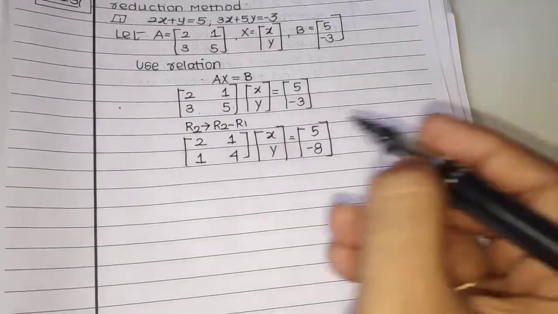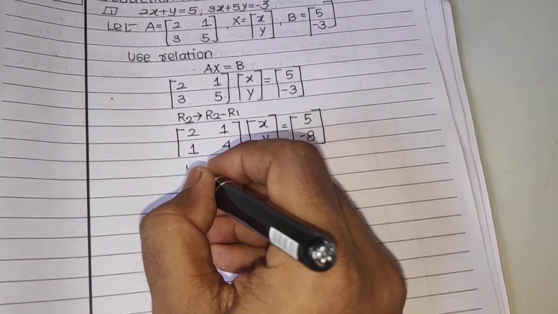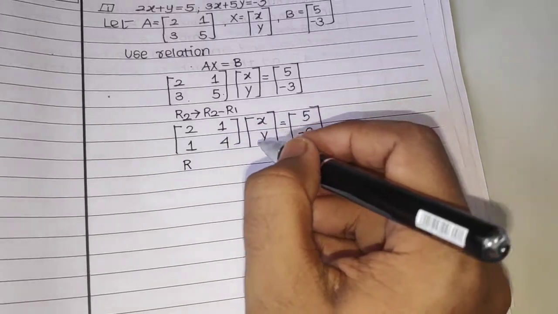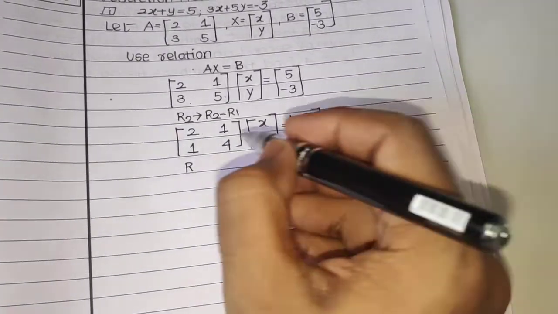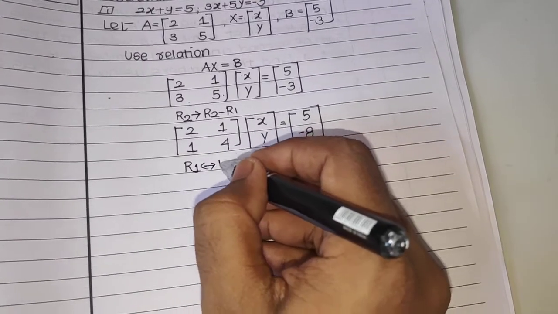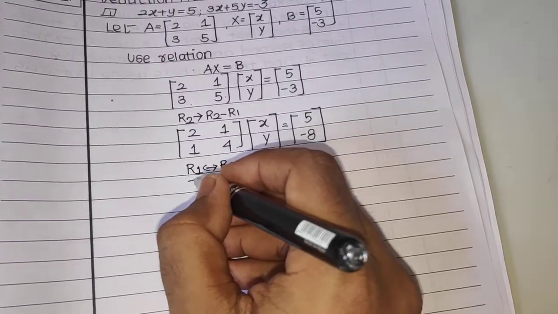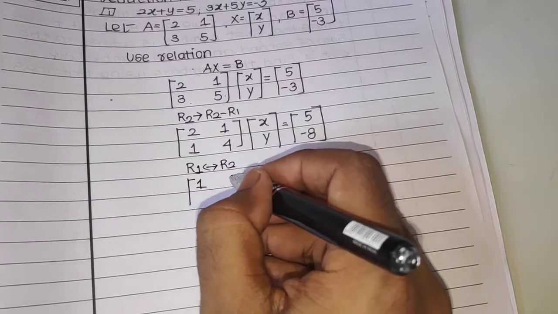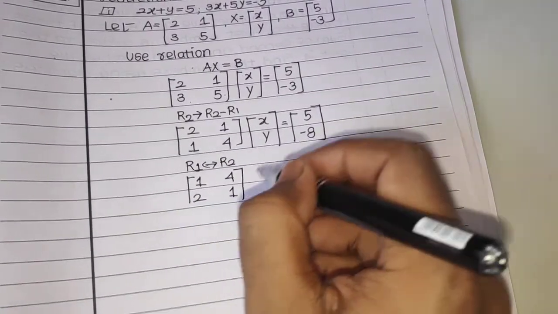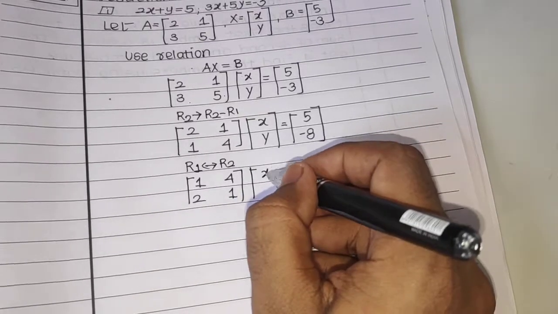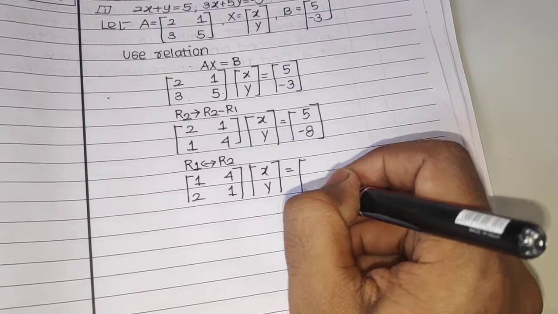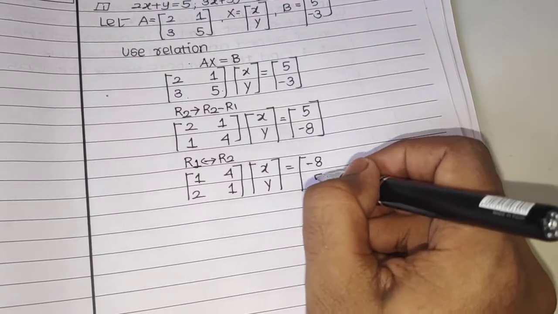Next, R1 interchange with R2. So we get [1 4; 2 1] times [x, y] equals [-8; 5].